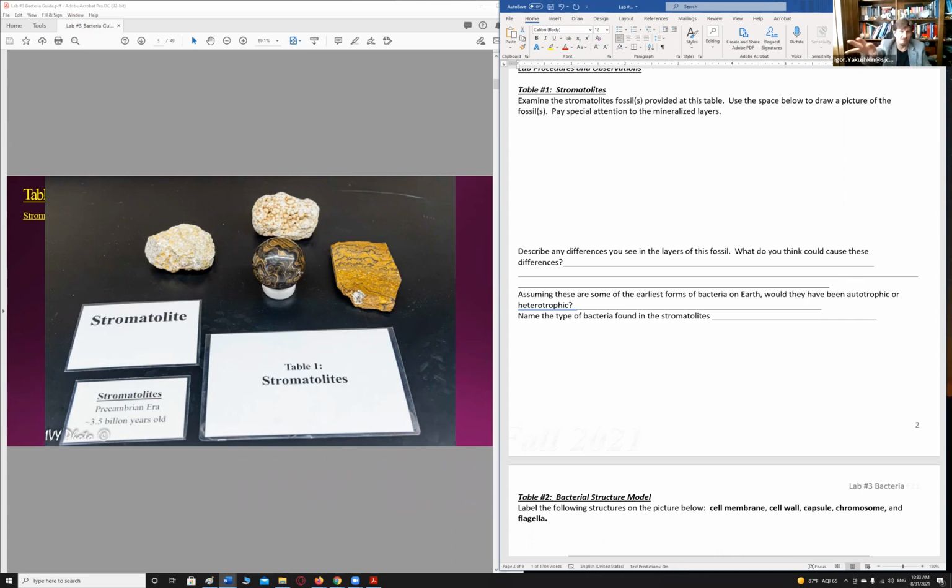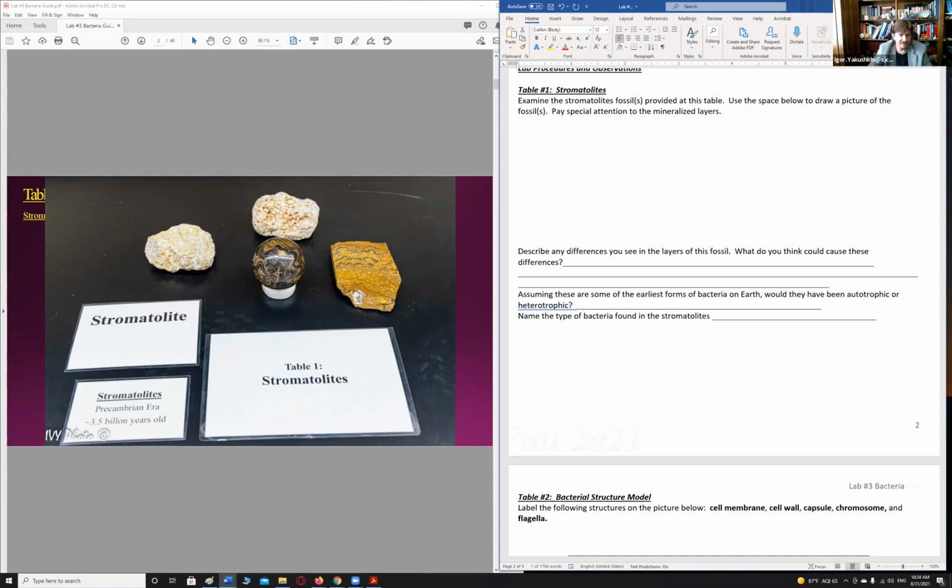So now here it says, use the space below to draw a picture of the stromatolite. Some of you might be artistically oriented, some of you might not. I'm not grading you on artistic representation, as long as I can see you understand that there is some sort of rock with layers. I'll give you an even easier way to do it.